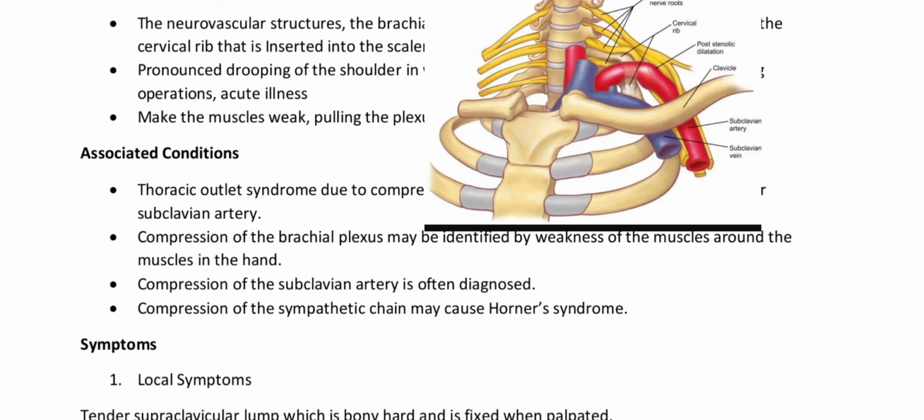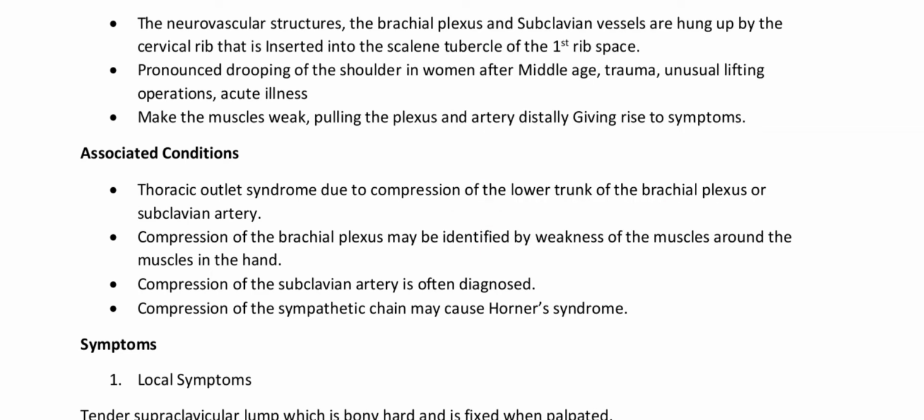So what are the associated conditions in the cervical rib? The associations are thoracic outlet syndrome due to compression of the lower trunk of the brachial plexus or the subclavian vessel. Number two, compression of the brachial plexus may be identified by weakness of the muscles in the hand, and compression of the subclavian artery is often diagnosed, and compression of the sympathetic chain may cause Horner syndrome.